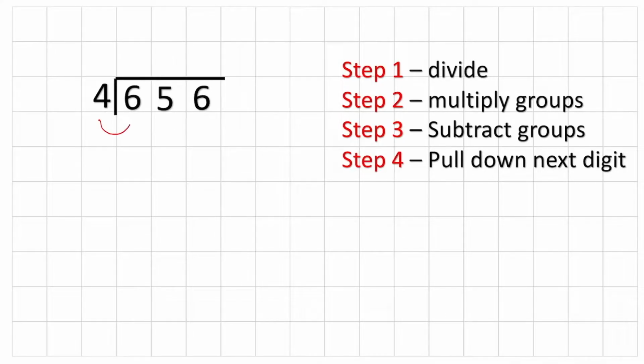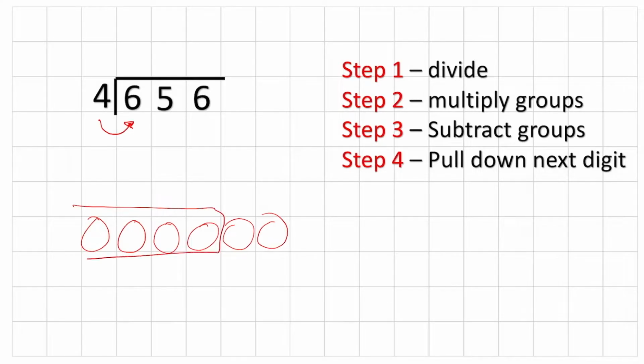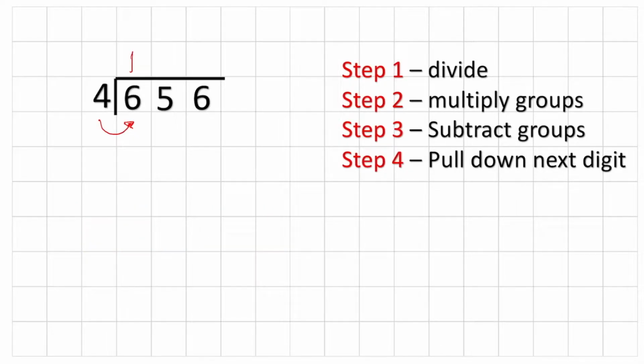So how many 4's are there in 6? Well, if I have 6 marbles, I can take one group away. I couldn't take another group because I haven't got a full group of 4. So I've got 1. But now when I do my multiplication to find out how many groups, we're going to get a slightly different result. So let's do it. Let's see. 1 times 4 is 4. And that's going to leave me with 6 subtract 4 is 2.